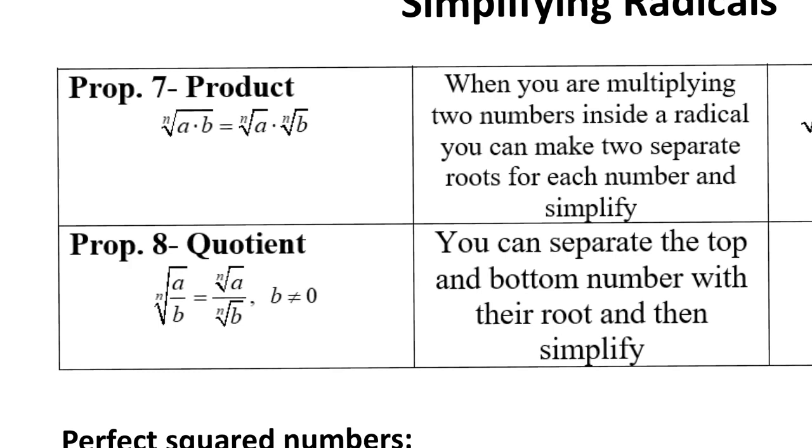When you are multiplying two numbers inside of the radical, you can separate them with the same radical, or you can go back. If you have two radicals, you can put them back as one.